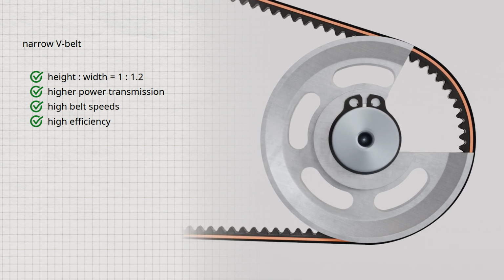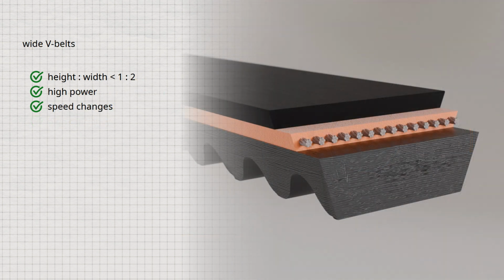For very high power and applications with large speed changes, so-called wide V-belts with a height-to-width ratio of more than 1 to 2 are often used. They are usually cogged to improve flexibility. For example, wide V-belts are used in continuously variable transmissions where the pulley diameter is changed by axial displacement to control the transmission ratio. Wide V-belts are therefore also referred to as variable speed belts.